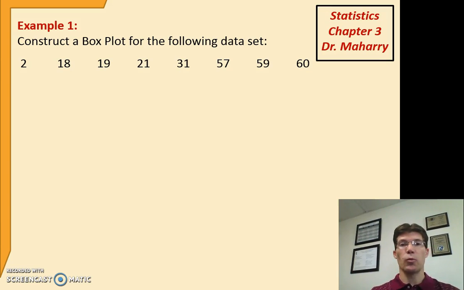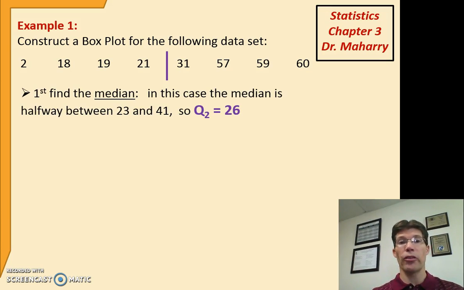So how do we construct one? Well, we need to find those 5 numbers. Start by finding the median. Remember, the median is the middle value in a data set. In this case, it would be halfway between 21 and 31, so the average of 21 and 31 is 26.